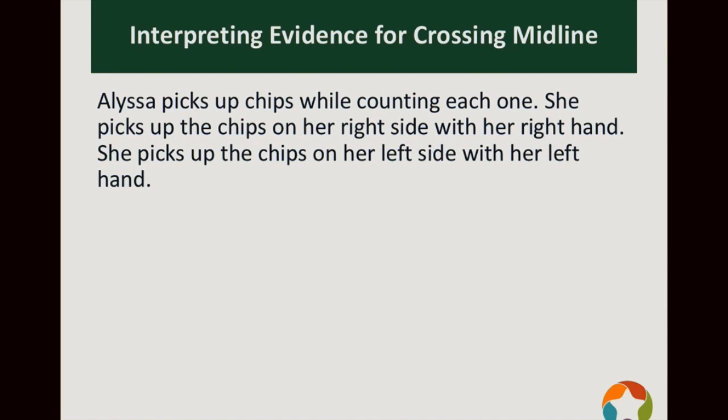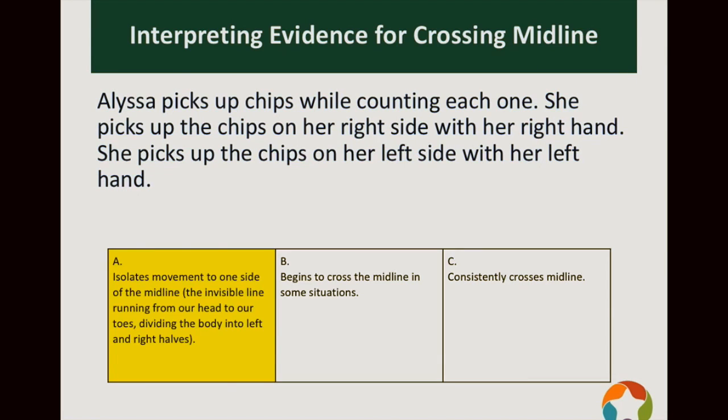Let's do another example for crossing midline. Alyssa picks up chips while counting each one. She picks up chips on her right-hand side with her right hand. She picks up the chips on her left-hand side with her left hand. What does this tell us about Alyssa and the skill she's demonstrating for crossing midline? That matches to skill step A.